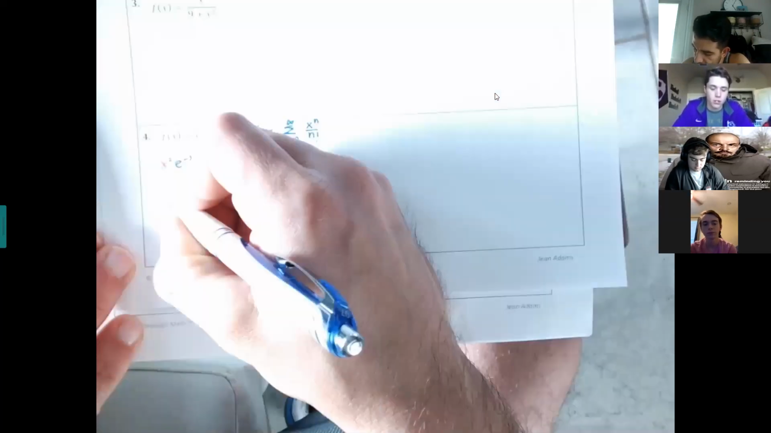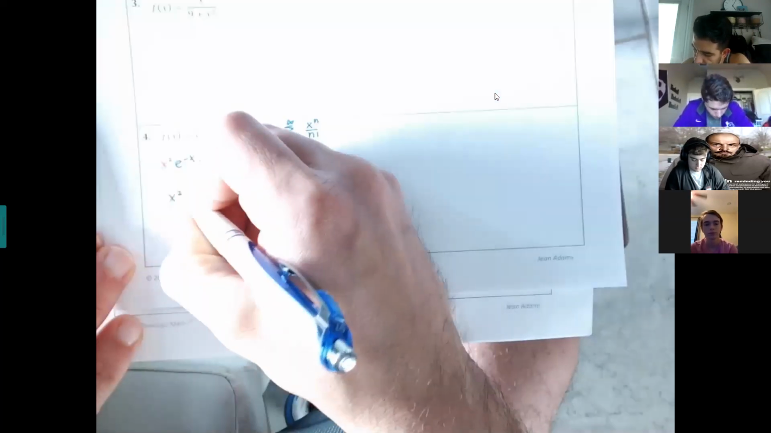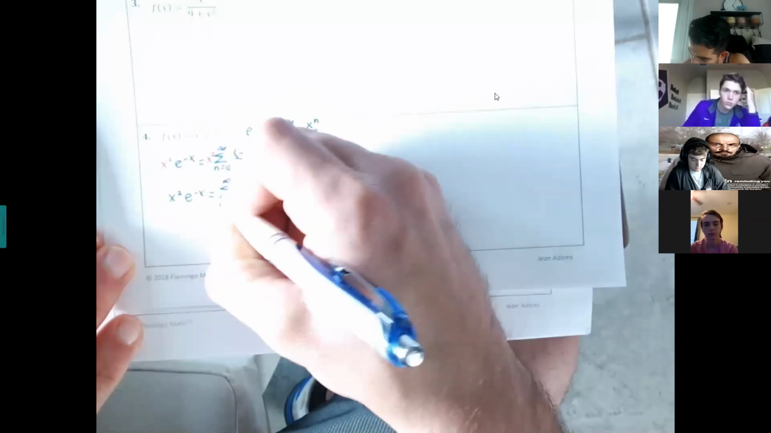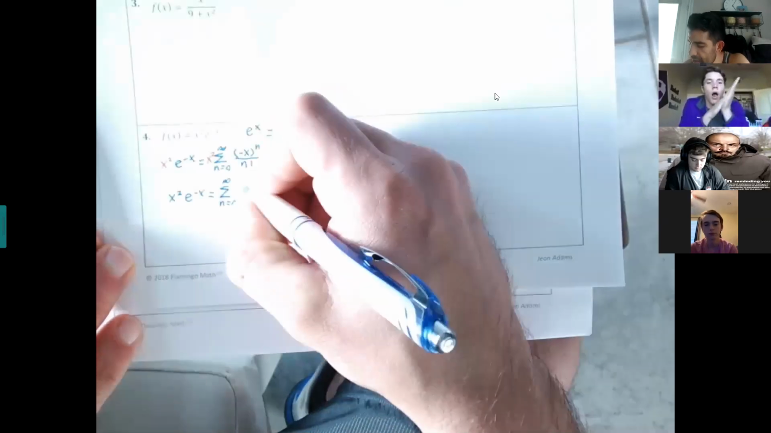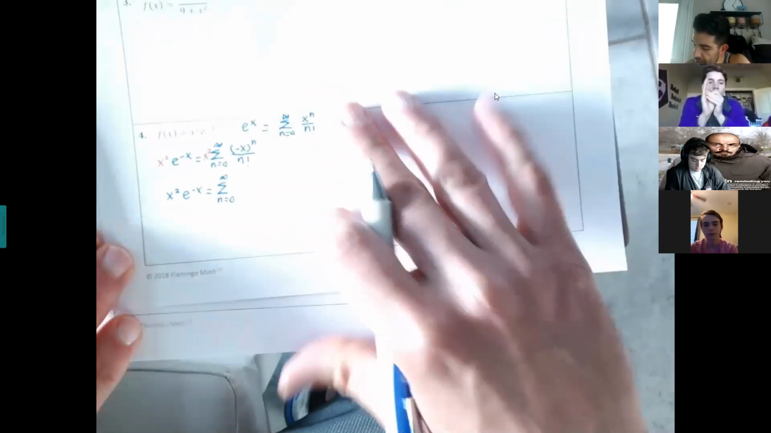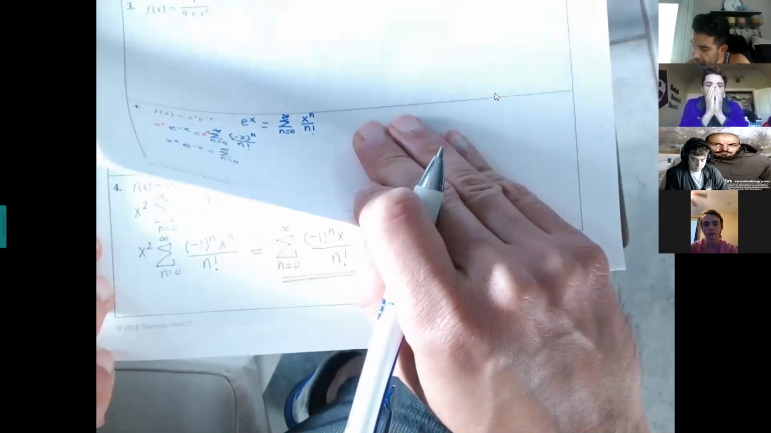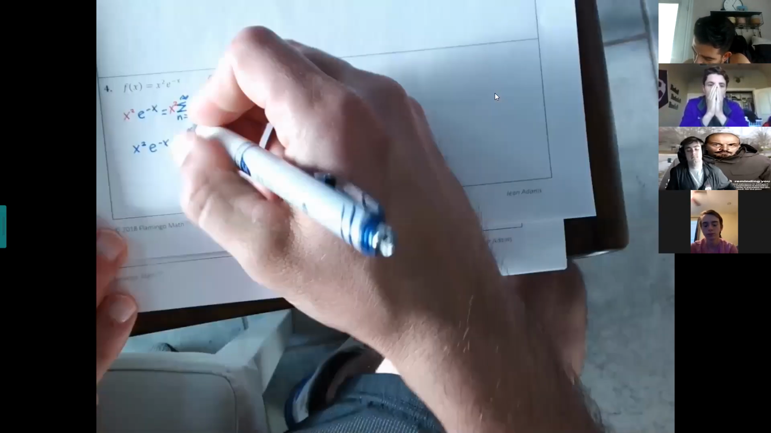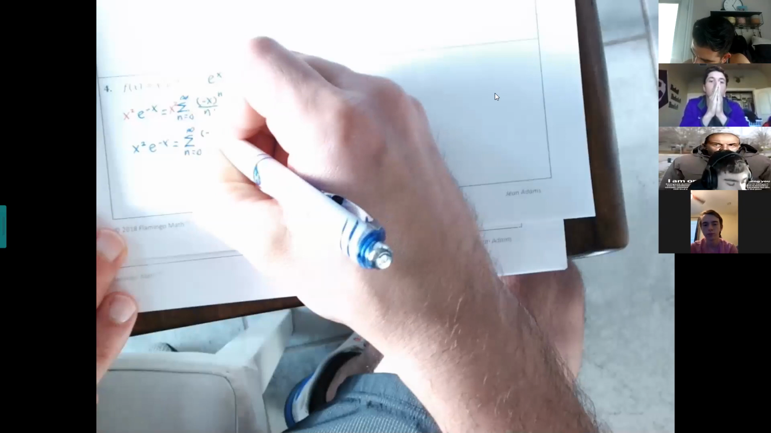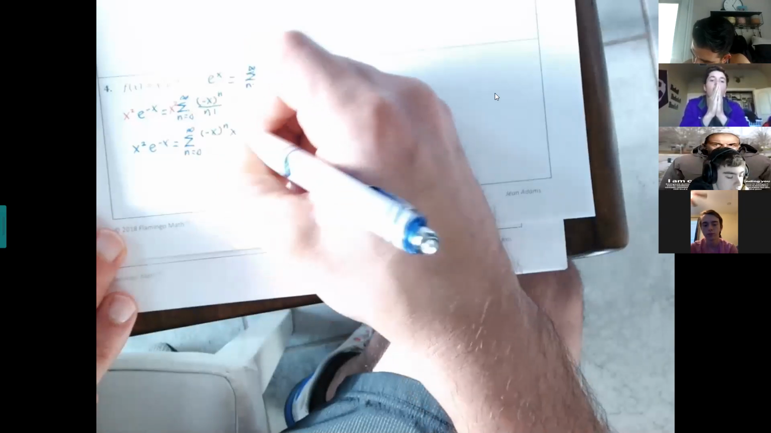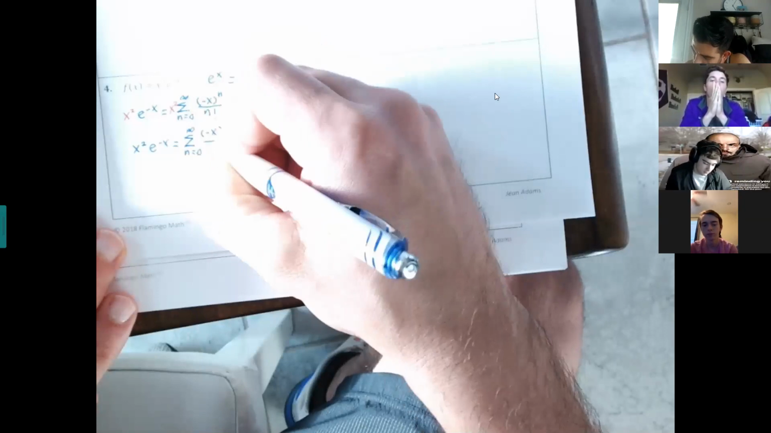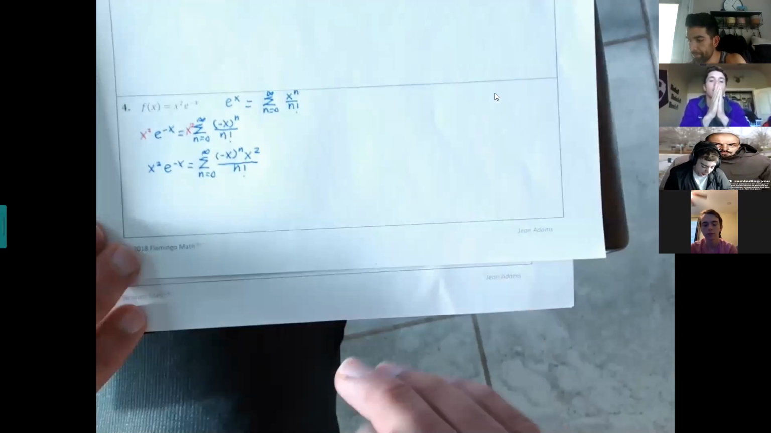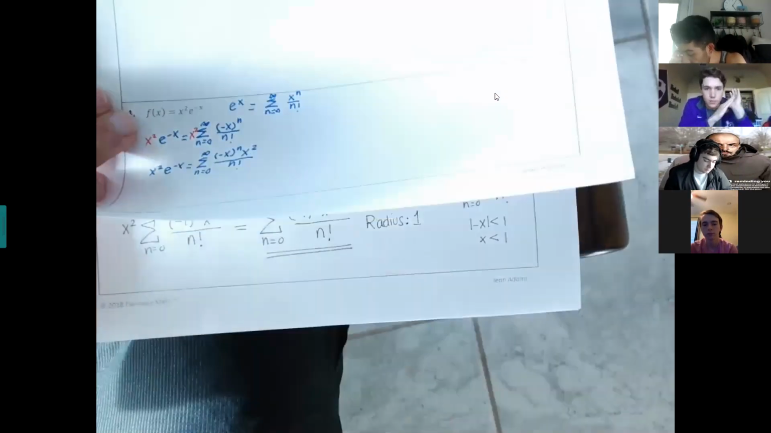So now I have x squared e to the negative x is equal to, now, I guess I'll write it in steps. And this is the part that really sucks, is that it takes a really long time to write all this stuff down. But essentially, you could write it like that. You see what I'm saying? Okay, yeah. What do they do from here?